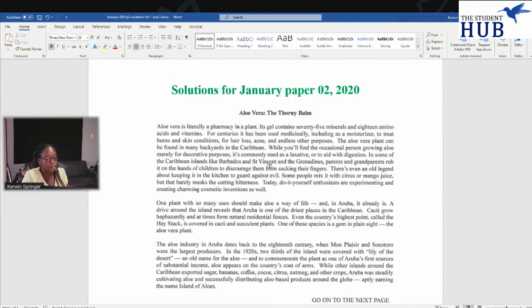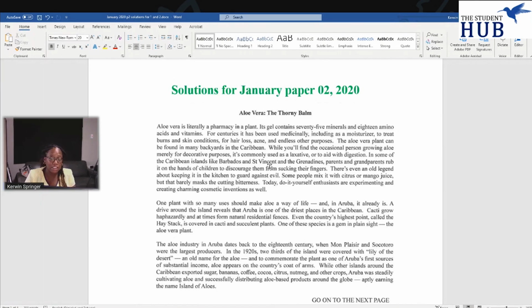And then when we go on to the second paragraph now, they zone in a little more. In the second paragraph, they go in a little deeper and they talk about the fact that aloe is a way of life, particularly in Aruba.